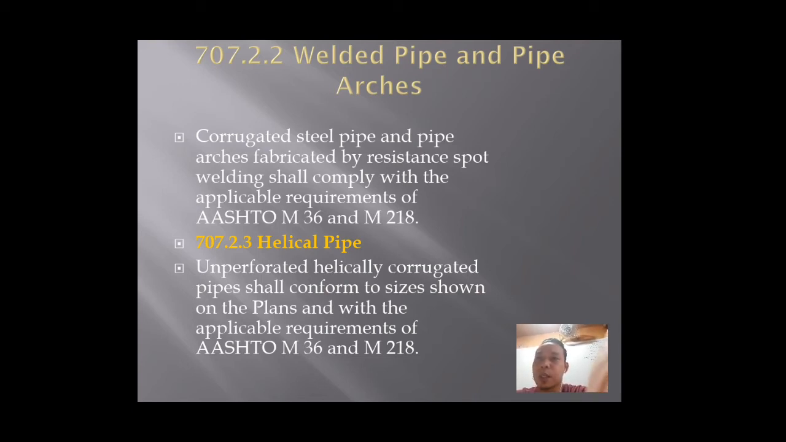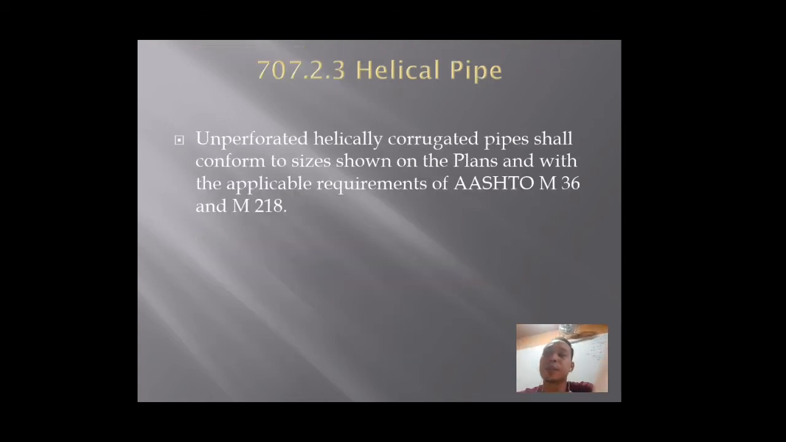707.2.3 helical pipe. So unperforated helical corrugated pipes shall conform to the size shown in the plans and with the applicable requirements of AASHTO M36 and M218. So to be able for us to know the standards and conform to AASHTO M36 and M218.